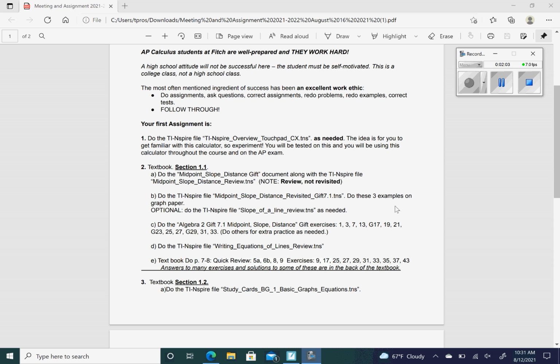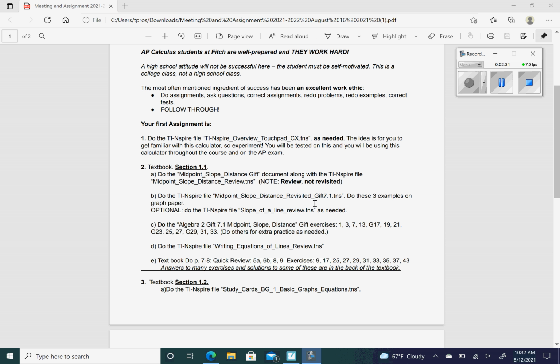Part 2 comes from the textbook. It is section 1.1. I will have a PDF of all of the textbook pages for you to look at, posted in Classroom. So the first part in part 2 is to do the midpoint slope distance gift document along with the TI Inspire file entitled Midpoint Slope Distance Review. Now, there's something else called Revisited, so this is the review, not the revisited.